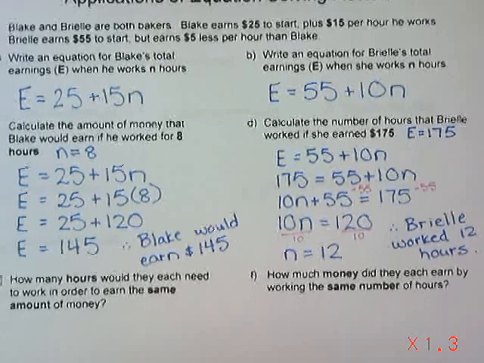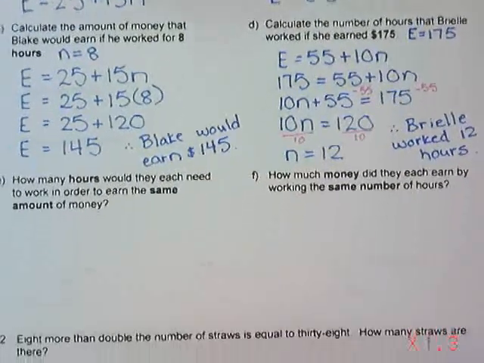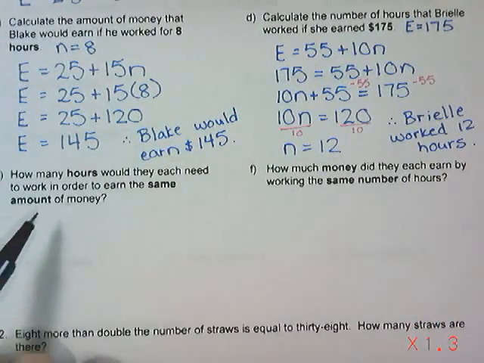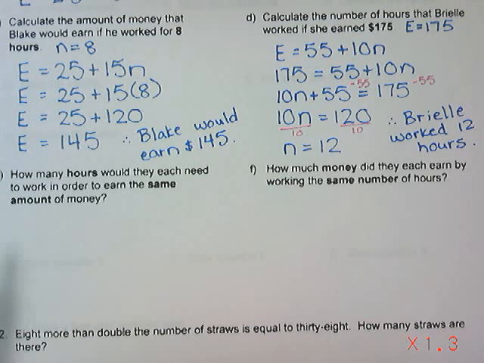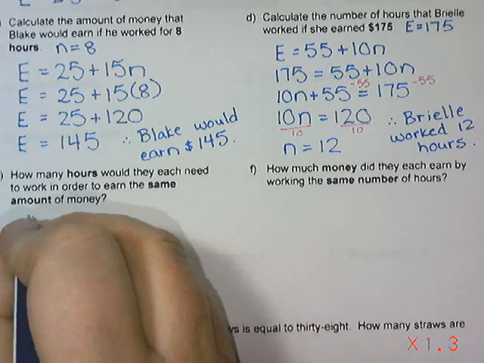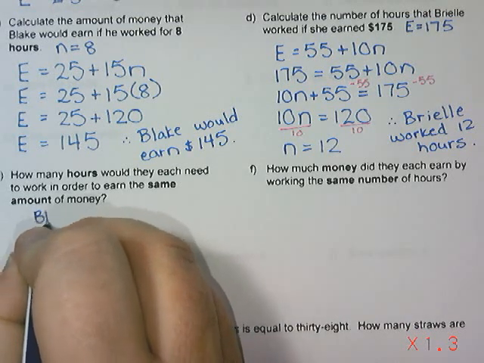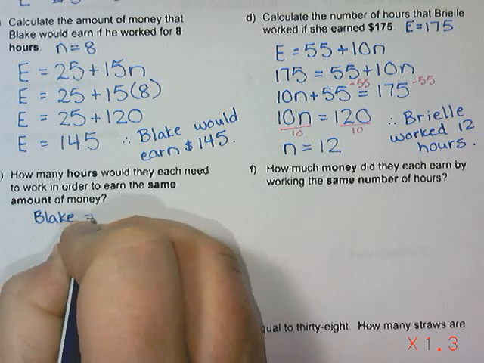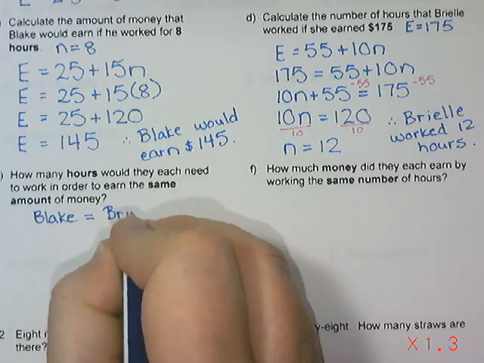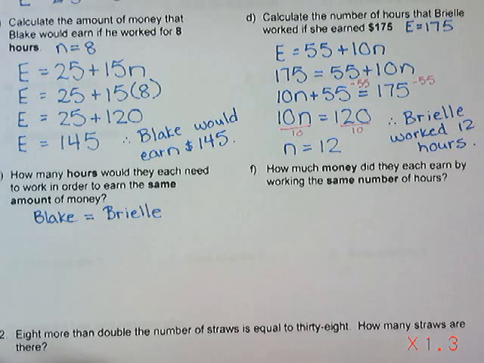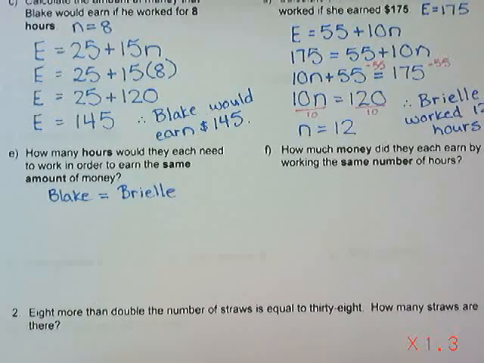Okay, we have 2 more questions. It says, how many hours would they each need to work in order to earn the same amount of money? So for this, we're looking for them working the same number of hours and earning the same amount of money. So what I'm interested in is when the amount of money that Blake earns is equal to the amount of money that Brielle earns. That's what we're looking for, where they're making the same amount of money.